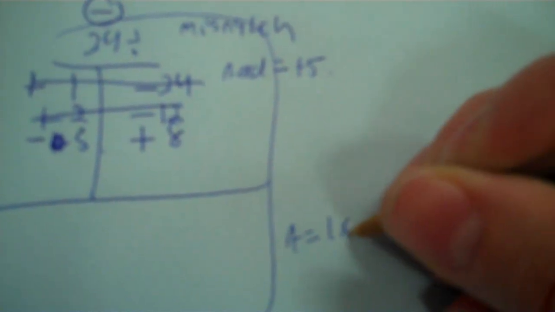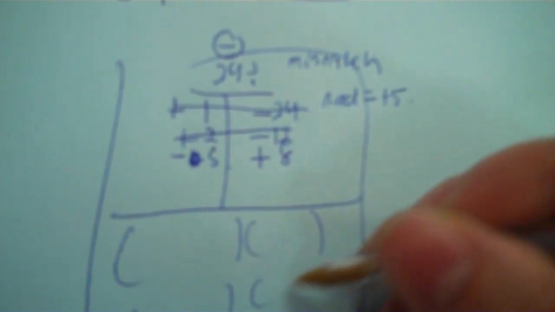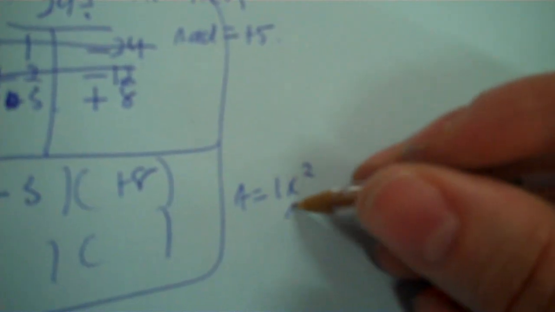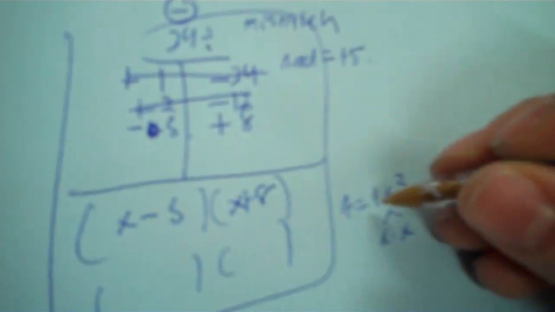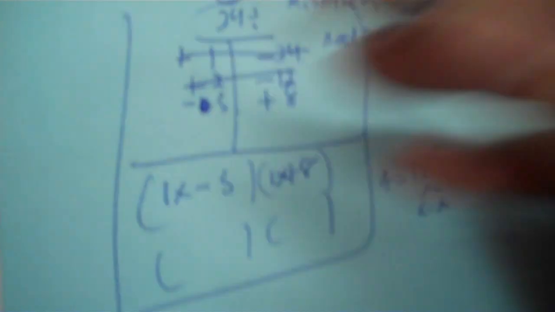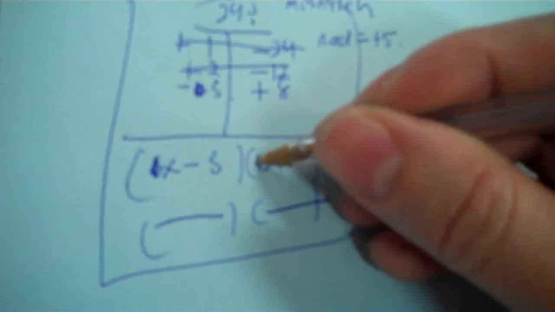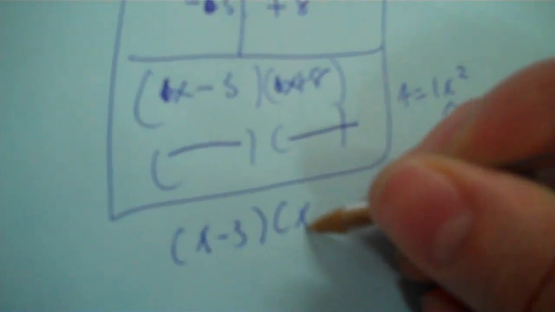So my a is 1x to the second. Okay. Minus 3 plus 8, we know that that goes into x times x. And then 1, 1. So those can't be simplified. Take the 1's away. We just have x minus 3, x plus 8. So this is rewritten as this.